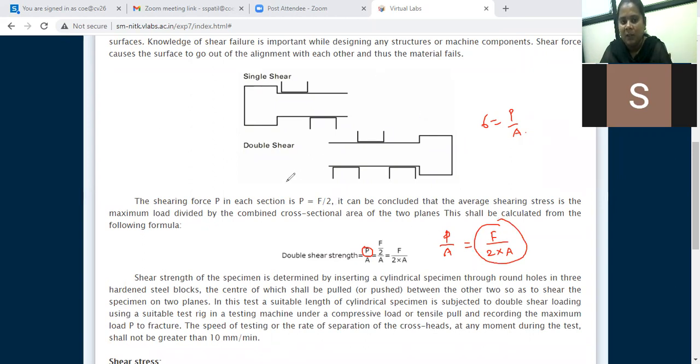So we are performing this direct shear test on a rod. I will show the assembly.